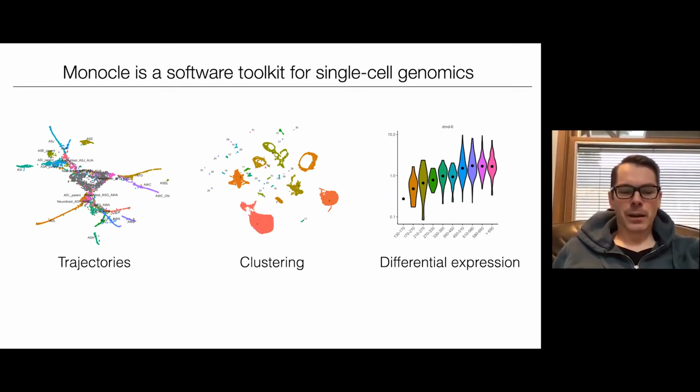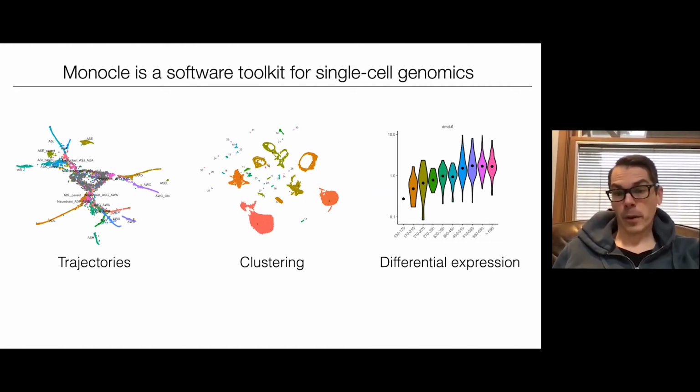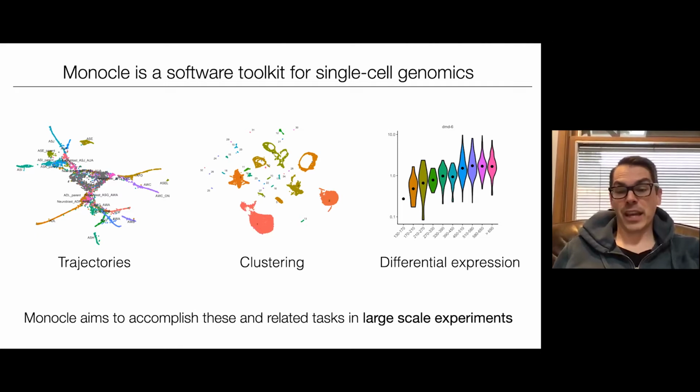So I'm not really going to talk about the tasks. What I want to focus on today is how we are trying to keep up with the ever-increasing pace of technology development on the experimental side. Because one of the reasons we had to write Monocle 3 times was because single-cell genomics technology has changed. And in particular, it's changed in terms of scale in a really dramatic way.